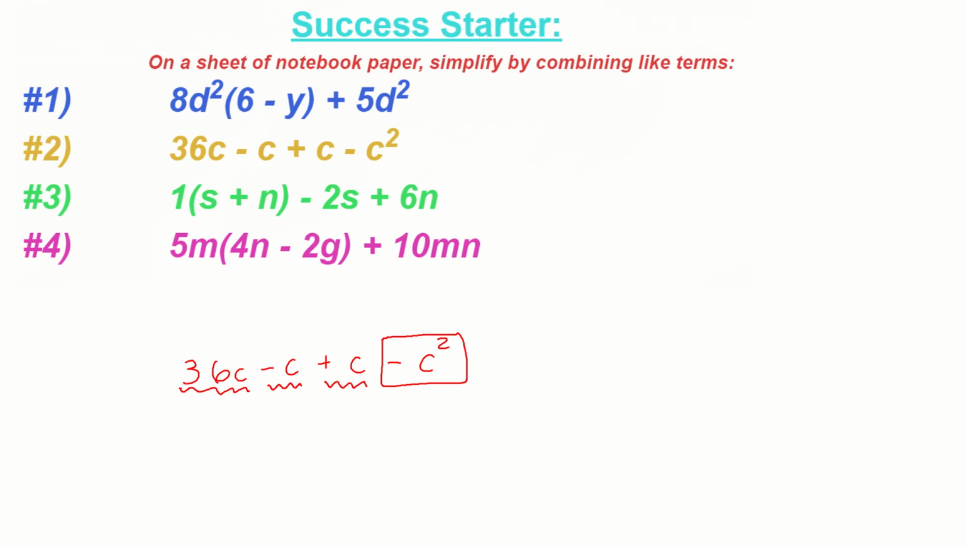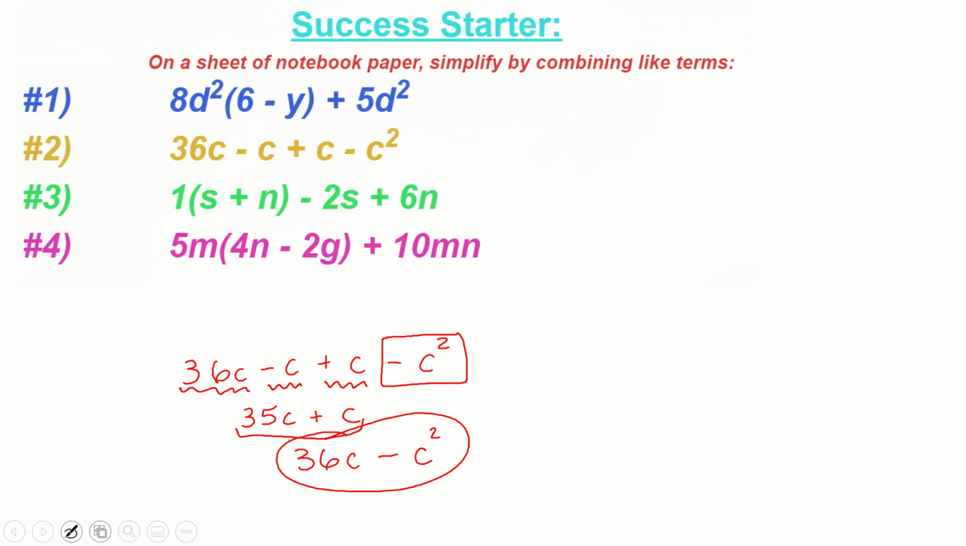36c, so let's say I have 36 chocolates minus 1 chocolate. All right, I'm down to 35 chocolates. But then it tells me to add another chocolate. So now I'm back to 36 chocolates. And this did not have any terms that were alike, so now I am simply bringing this back down. So my final answer is 36c minus c squared. All right. So now let's look at the third one.